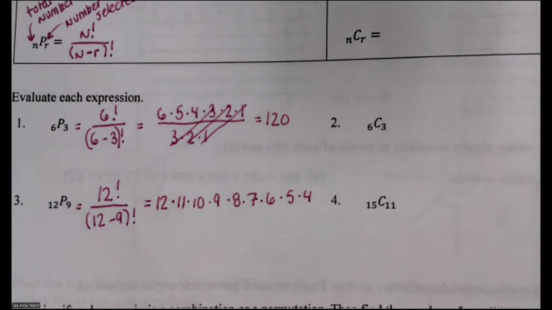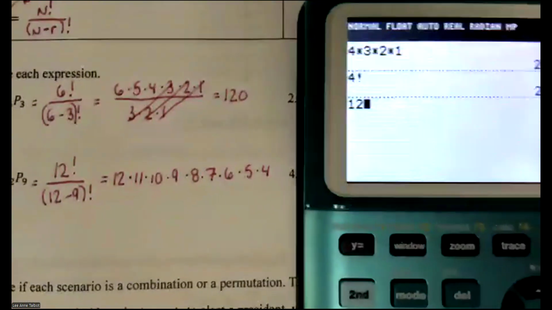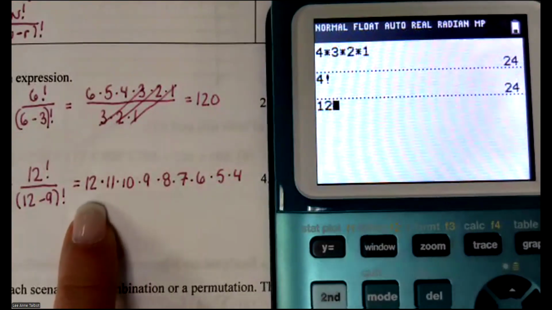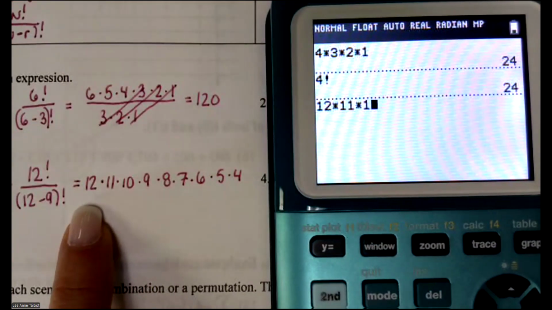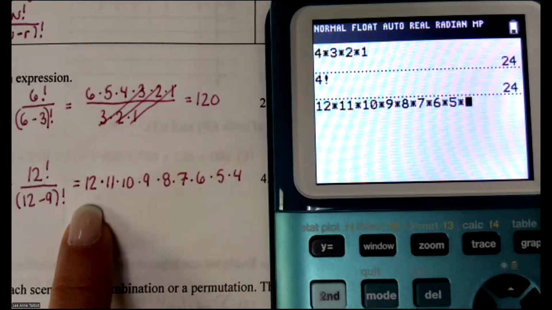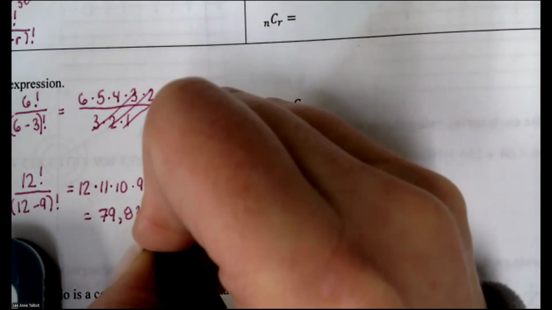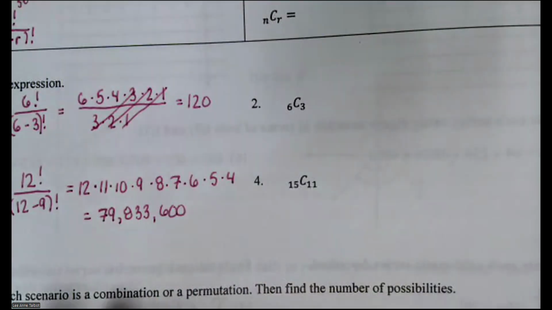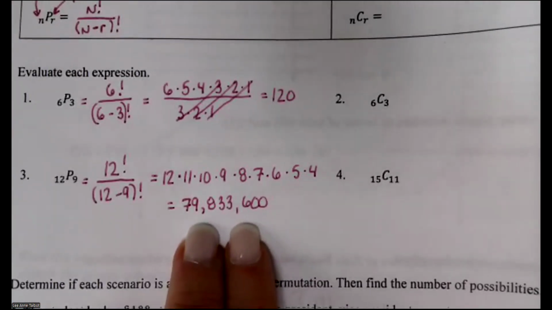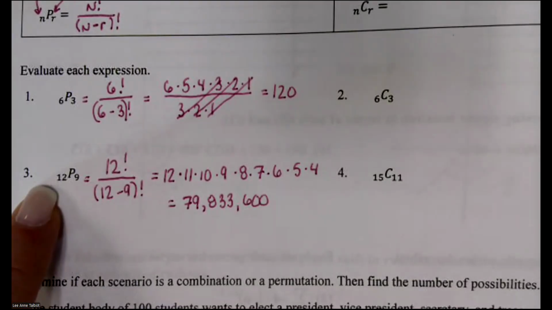Great job. Okay, now you can do this on the calculator with the factorial symbol. It's a lot faster, but I'm trying to make sure that you guys understand what's happening, especially for those of you that it's your first time seeing this ever. 79,833,600. Okay, so there's 79,833,600 different ways to arrange 9 pens out of a total of 12 pens.